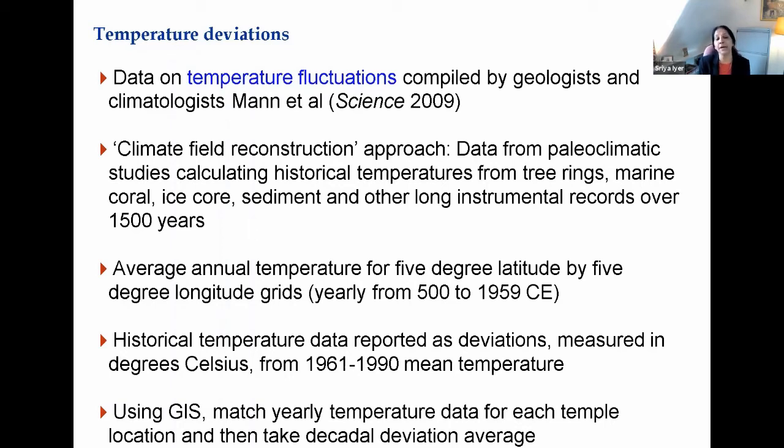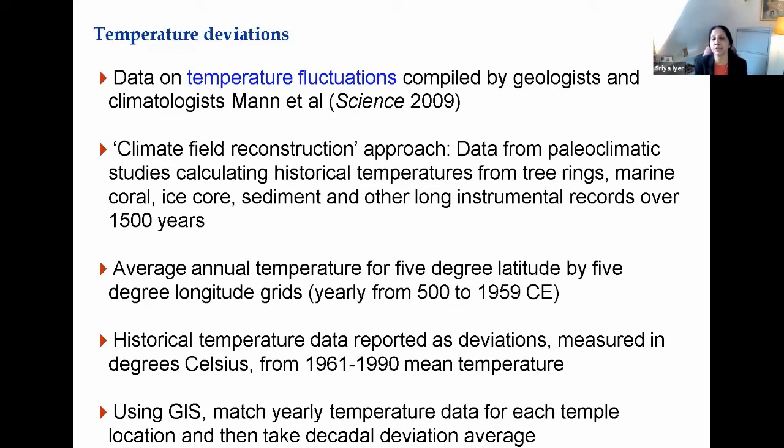Data are showing you the average annual temperature for 5-degree latitude by 5-degree longitude grids, yearly from 500 to 1959. The historical temperature data are reported as deviations measured in degrees Celsius from the 1961 to 1990 mean temperature. Using GIS, we then match the yearly temperature data to each temple location, and then we take the decadal deviation average.